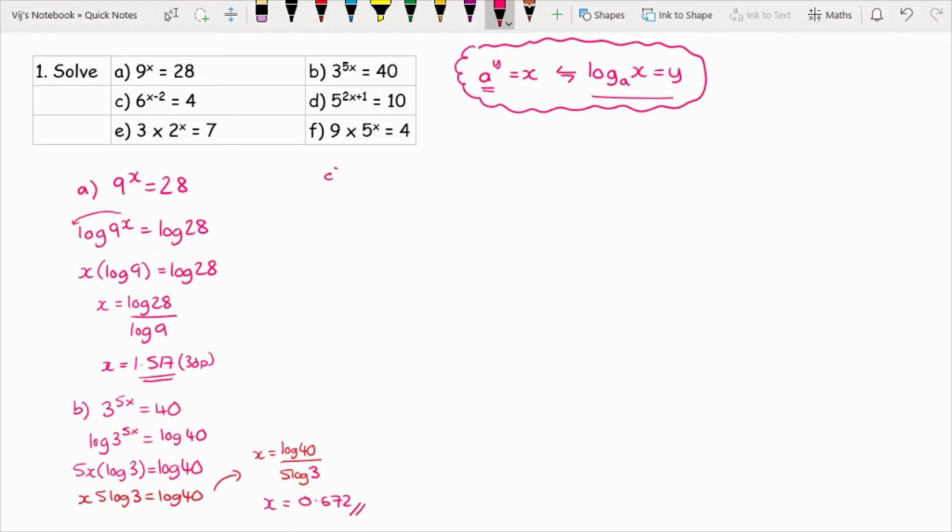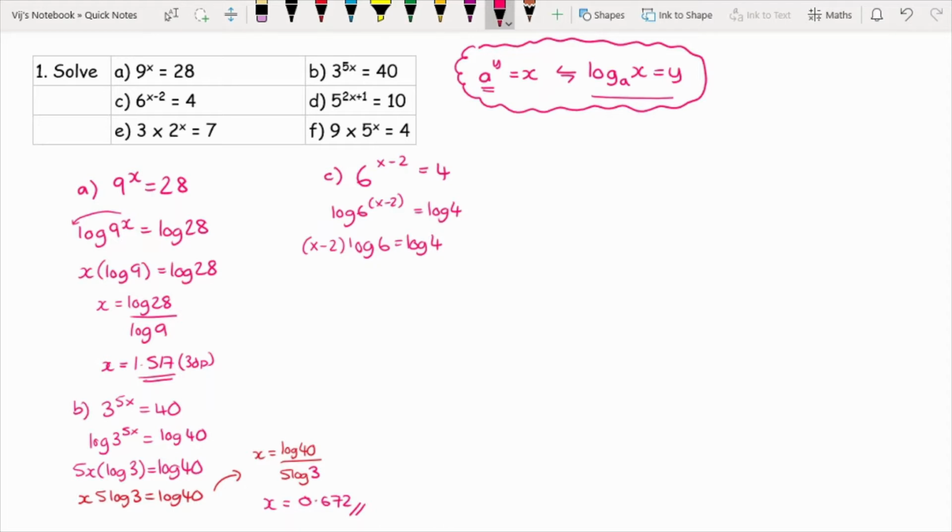So moving on to c. Here we've again got a linear function as our power, but again, I've just got a base number and a power written like so. So I take the log of both sides, so I've got log of 6^(x minus 2), I'm going to put that in brackets, equals log 4. Then move the power to the front, so I get x minus 2, log 6, equals log 4.